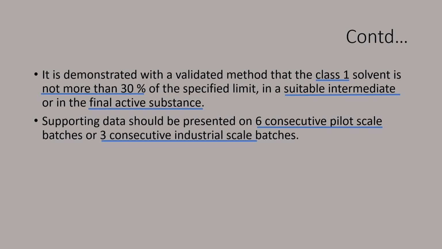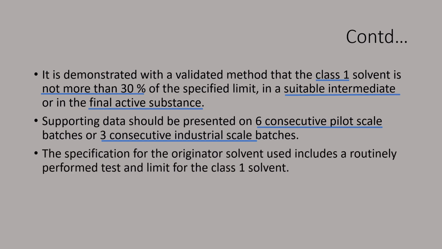Another important point here is that the batches manufactured at pilot scale also should comply with routine GMP controls, and the process is the same as the commercial process. The pilot plant data should be readily available for any inspector to review. The specification for the originating solvent used includes a routinely performed test and limit for the class 1 solvent. Also, if there is a control in the originating solvent, the testing could be avoided for routine clearance. That means there should be a specification to test for class 1 solvent in the originating solvent. There should be an approved specification of benzene content in toluene or acetone, which is the originating solvent.